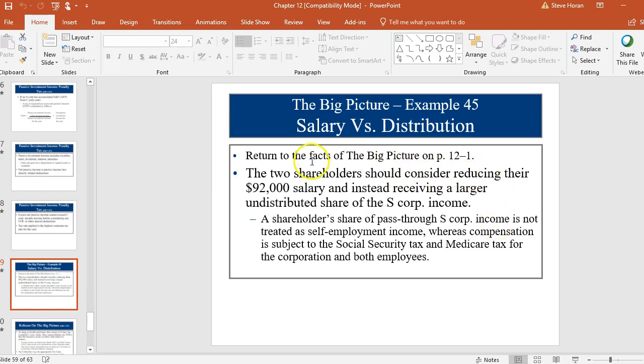So coming back to the big picture, now we'll look at salary versus distribution. The two shareholders should consider reducing their $92,000 salary and instead receive a larger undistributed share of the S Corp income. It says here a shareholder's share of pass-through S Corp income is not treated as self-employment income, whereas compensation is subject to Social Security tax and Medicare tax, for the corporation and both employees.